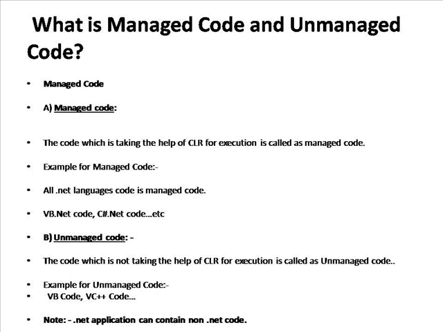Unmanaged code: the code which is not taking the help of CLR for execution is called unmanaged code. Example for unmanaged code: VB code, VC++ code. Note: a .NET application can contain non-.NET code.